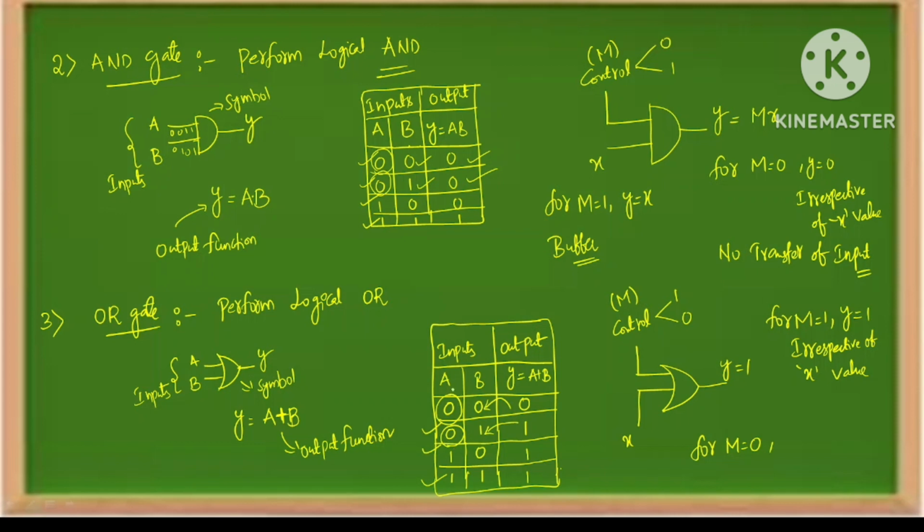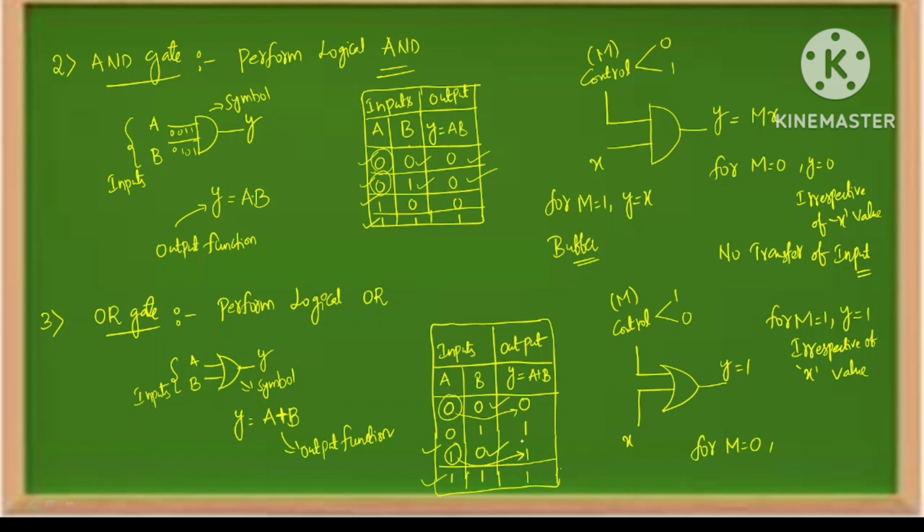For example, instead of considering A as the control input, I am considering B as the control input. For the first and third combinations, if you observe, B is 0. So I am assuming B as the control input. If B is the control input and it is considered as 0, whatever the A value is, you get the same at the output.